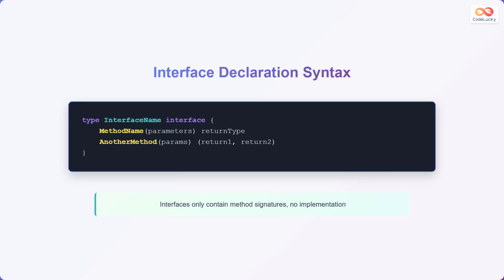To declare an interface in Go, use the following syntax. type InterfaceName interface, MethodName(parameters) returnType, AnotherMethod(params) (return1, return2). It's important to note that interfaces only contain method signatures, not implementations. The implementation is provided by the types that implement the interface.